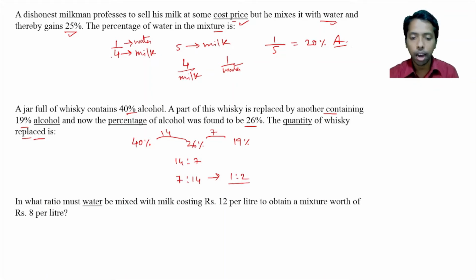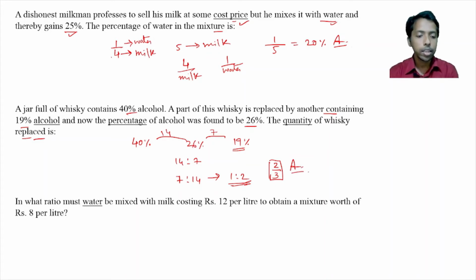Now what is asked is not the ratio, but something different. The quantity of whiskey replaced. So the quantity of whiskey replaced part, that is 19%. 19%, that means this 2 unit is replacing out of what? Out of 3. 1 plus 2, 3. So 2 by 3 part is the replaced part here, right? 2 by 3, which is the answer here.